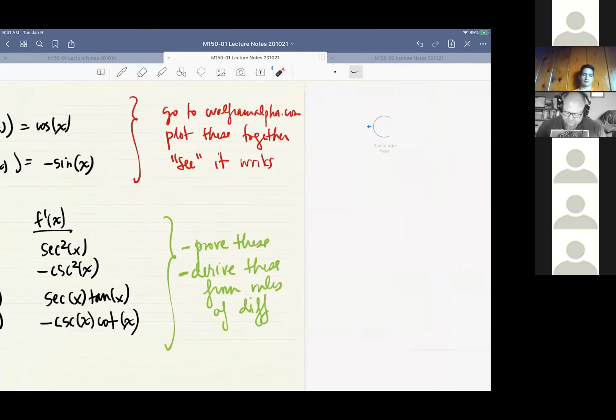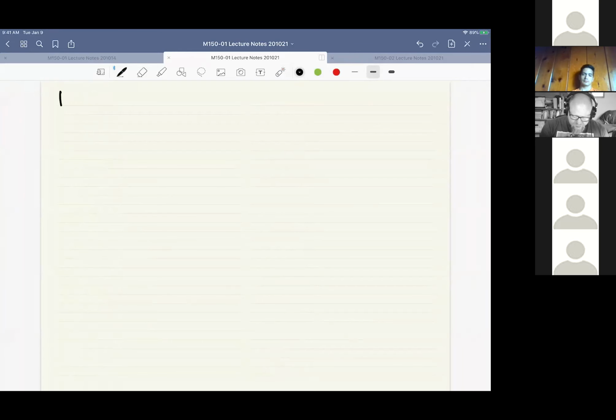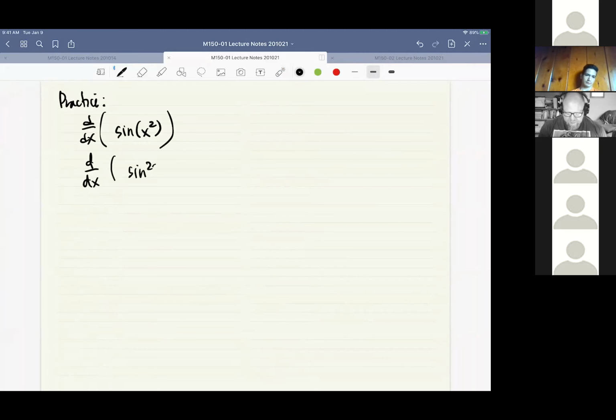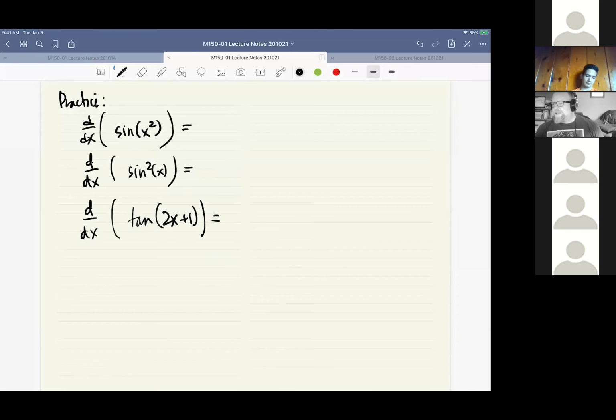So I'm not going to do this right now, but now that you know what the derivatives of sine and cosine are, you could ask, what's the derivative of sine x squared? Or even, what's the derivative of sine squared x? What's the derivative of tangent of 2x plus 1? You can start calculating these types of compositions of functions, or their derivatives. And if we've got some time at the end of class, we'll do that. But I just want to say that you're at a place where you can do that now.